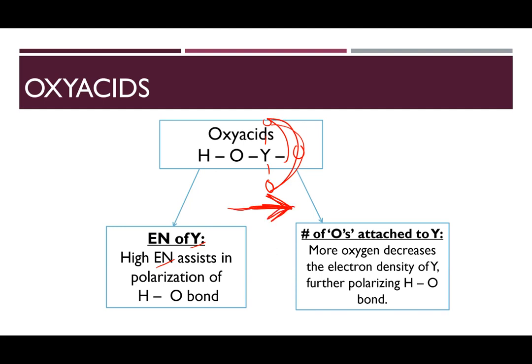So if there's one oxygen, it's drawn this way. If there's two oxygens, it's drawn in two different directions this way. If there's three oxygens, those electrons are drawn in three different directions, further polarizing this bond right here. So in short, the more oxygens that are attached to Y, the more polarized or separated that bond's going to be, and the stronger the acid's going to be, the more susceptible this will be to be cleaved off.